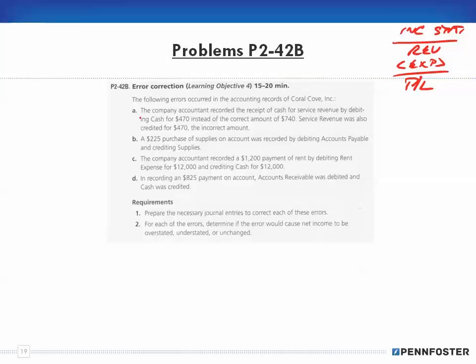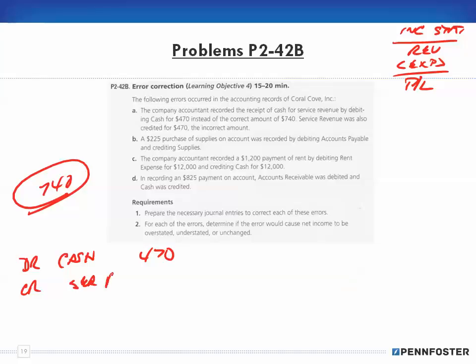Right, so letter A: the company accountant recorded the receipt of cash for service revenue by debiting cash for $470 instead of the correct amount of $740. Service revenue was also credited for $470, the incorrect amount. So we're recording the receipt of cash for service revenue, and the transaction should have been in the amount of $740.